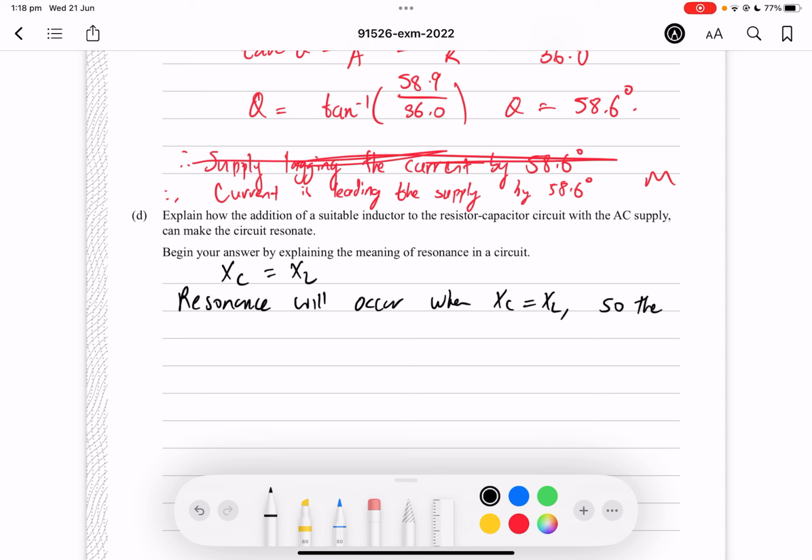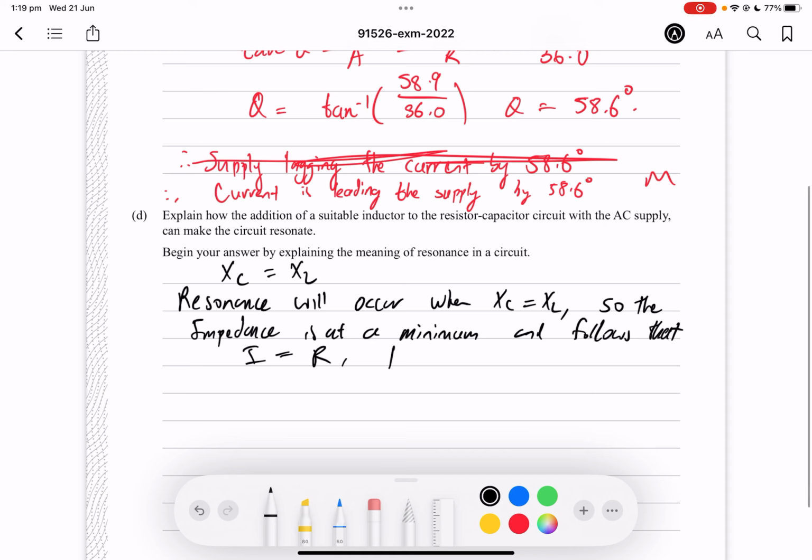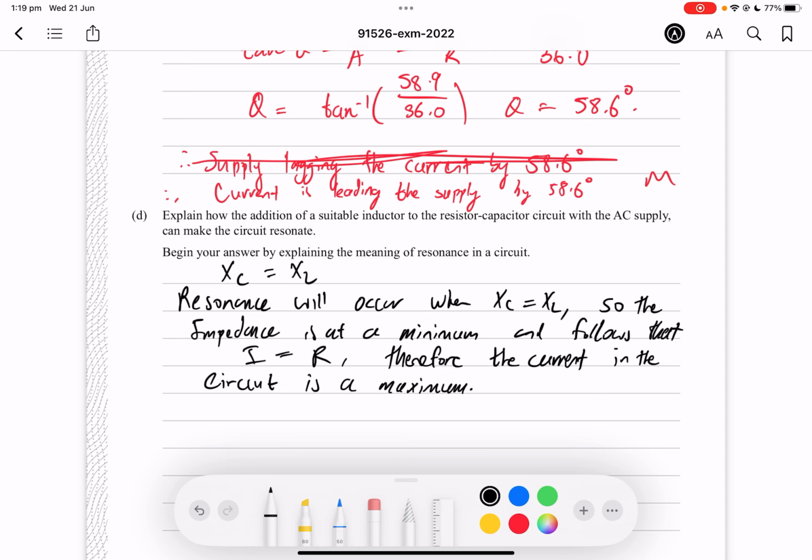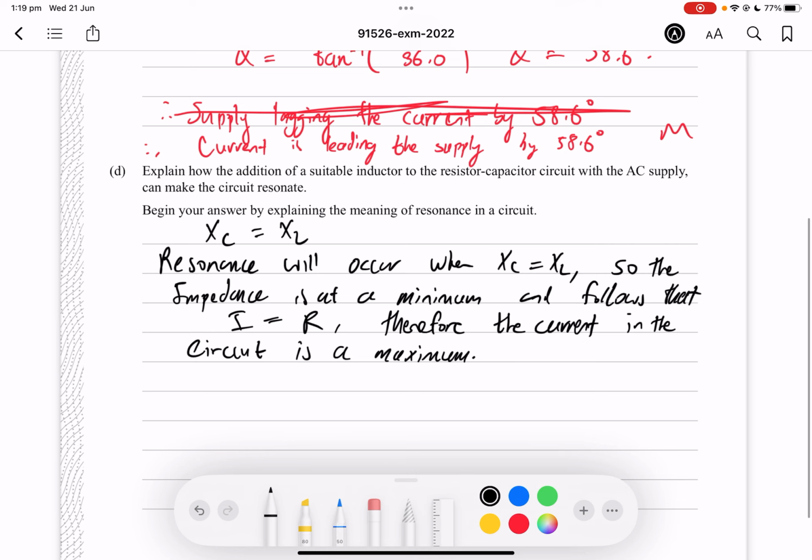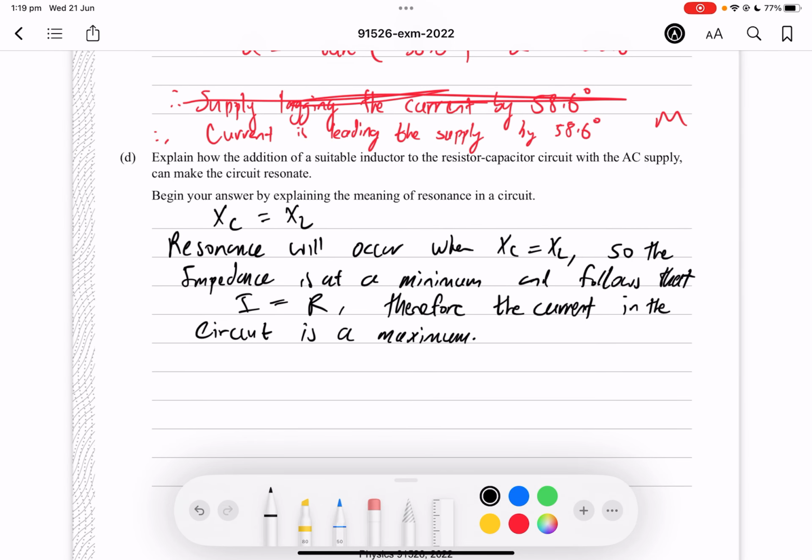So the impedance is at a minimum, and it follows that the impedance of the circuit is just equal to the value of the overall resistance, so Z equals R, and therefore the current in the circuit is at a maximum. So the current in the circuit is a maximum, and it asks us how we can add an inductor.